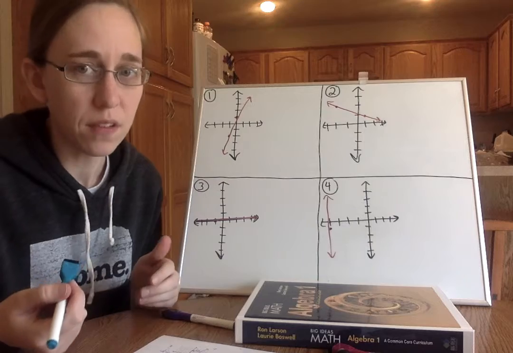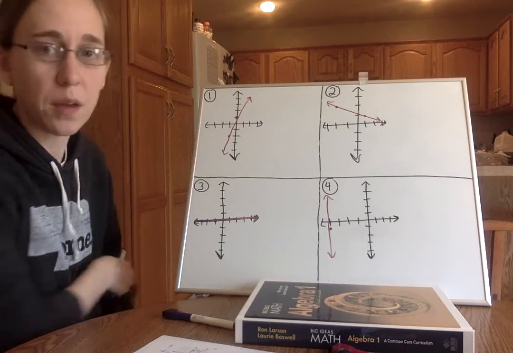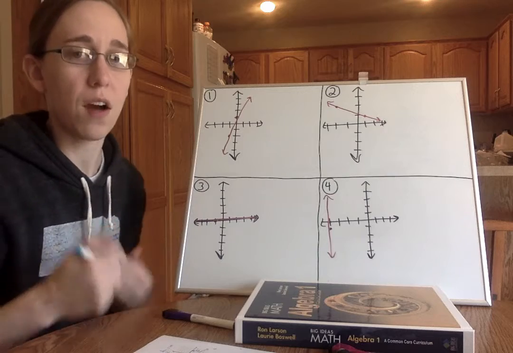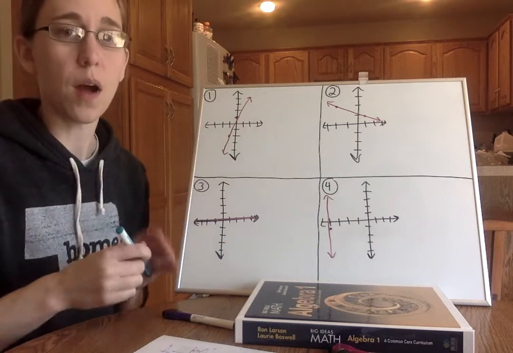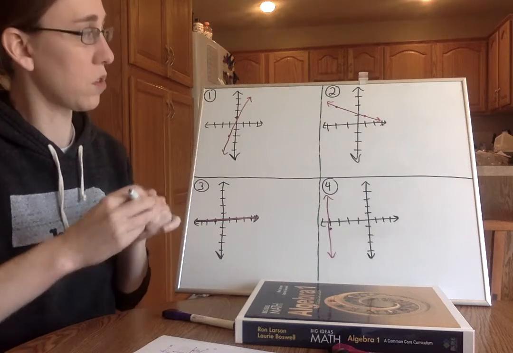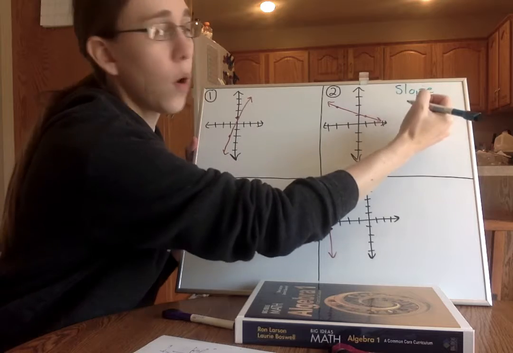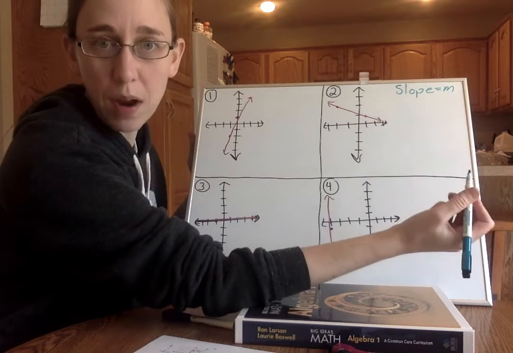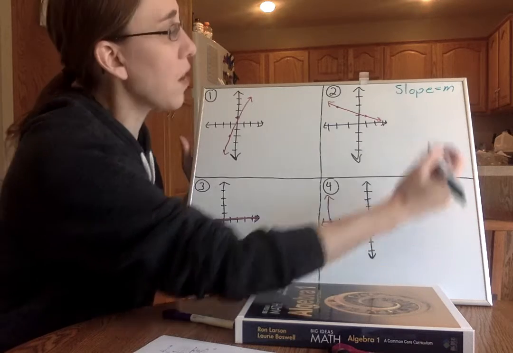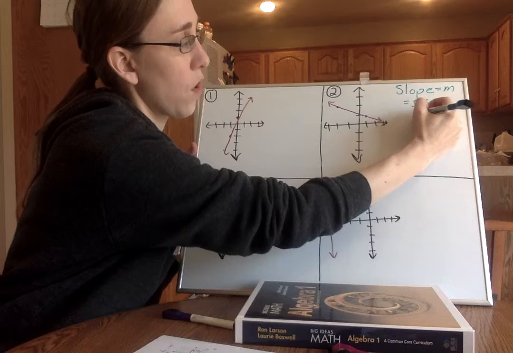Now, we have 4 types of slope. Your first 4 examples deal with those 4 types of slope, and we're going to look at how we can calculate them from a graph. So, a couple of things to remember about slope. Slope, we use the letter M. Think M for mountains. When we calculate it, we do rise over run.